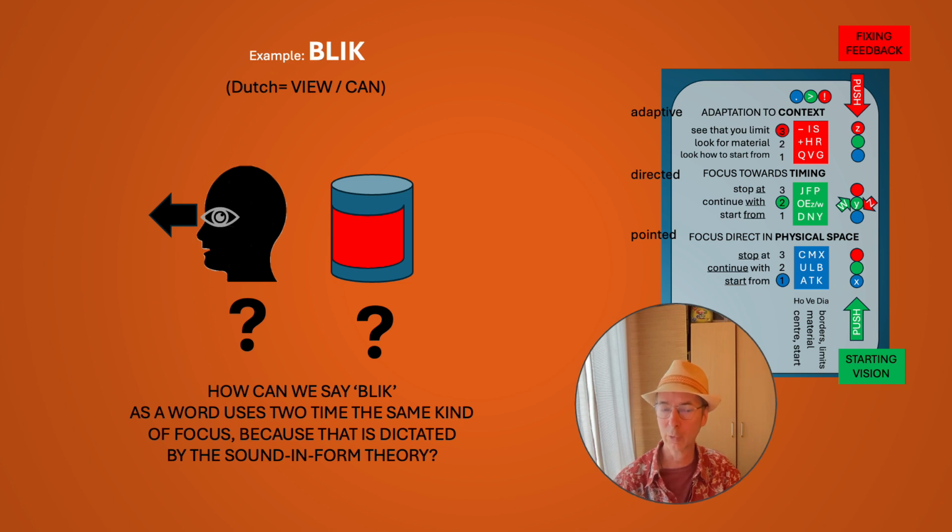Then we actually come to 2 different meanings. The one is the view, it all has to be about how it is related to your view or what you see, and the other one is the can. It's that tin can actually, which has a reference point there. 2 things that seem to be completely different. So how could we say in God's name that this BLIK, this word which is used for 2 different things, can be dictated by just one focus? According to my theory, that is just one focus. This is about the same kind of focus.